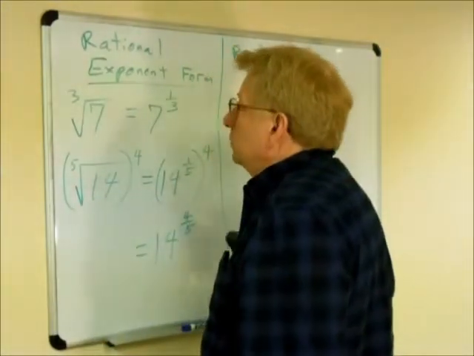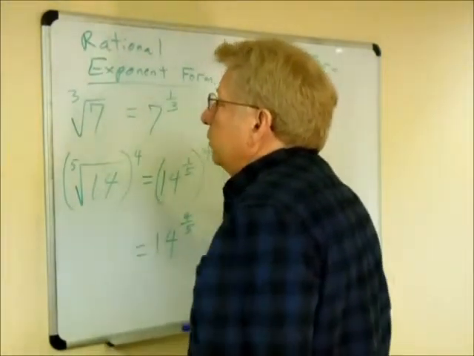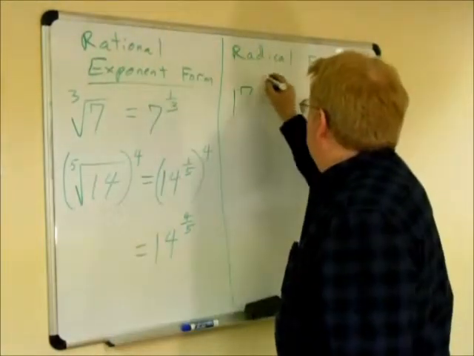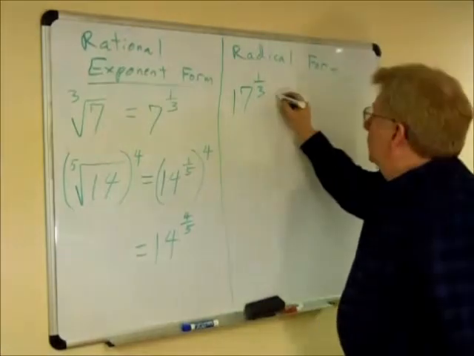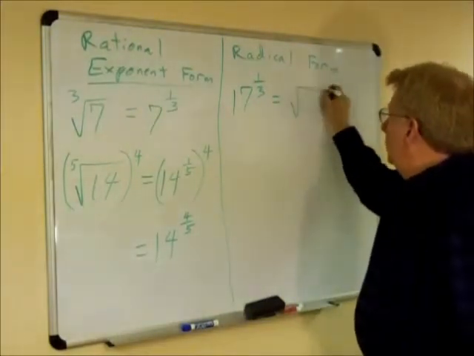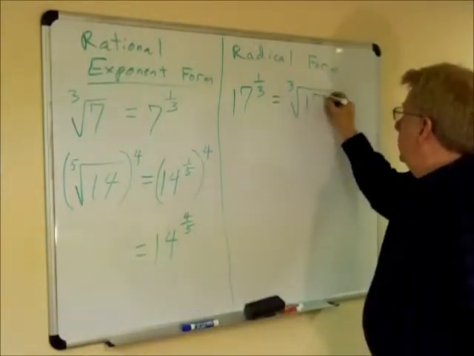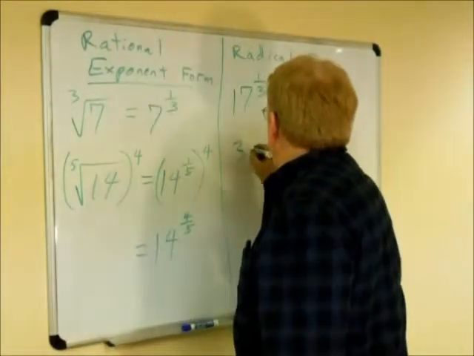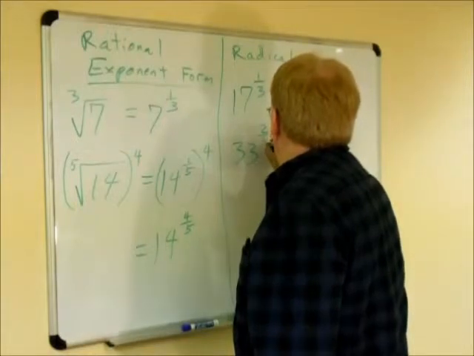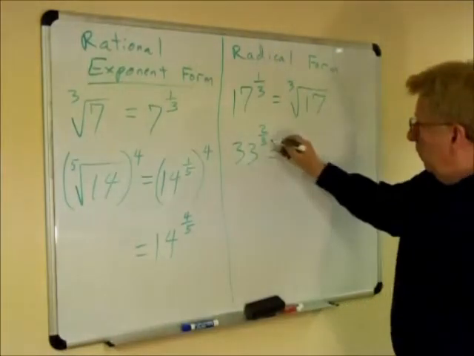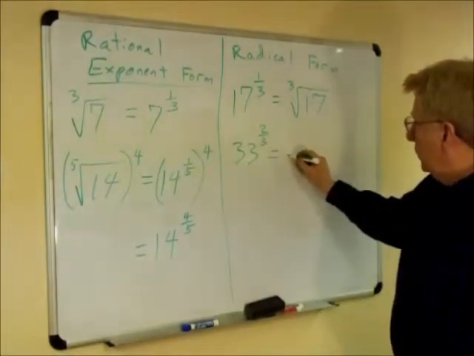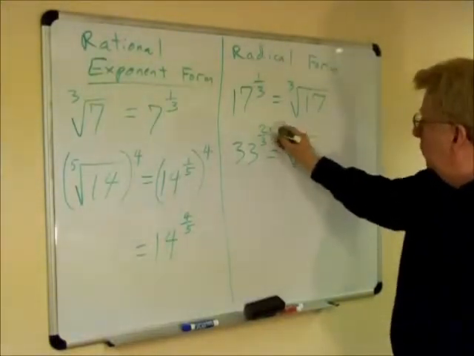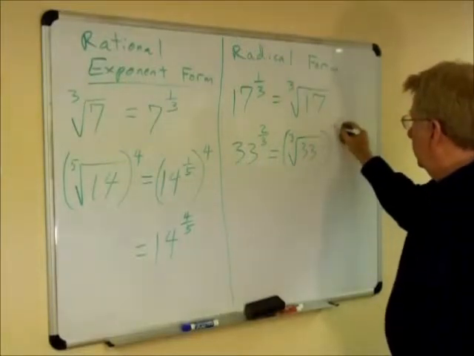Let's see if we can do a couple with the radical notation. We take 17 to the 1/3. Radical form, we'd just say cube root of 17. Another example, 33 to the 2/3. Well, 1/3 would be cube root, so we can say the cube root of 33, and then the 2 part would be squared.